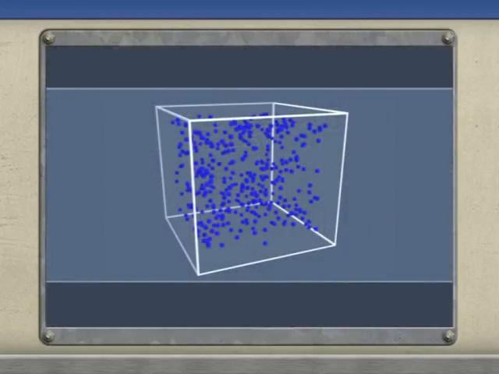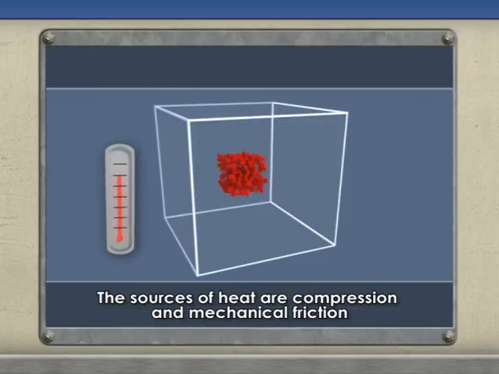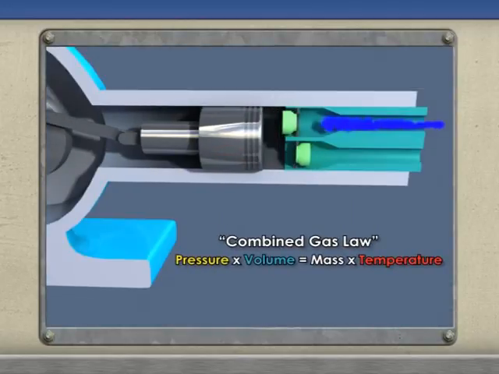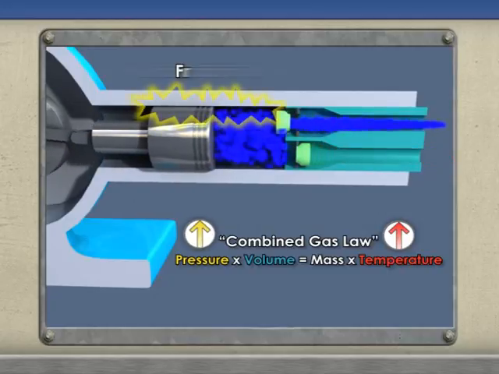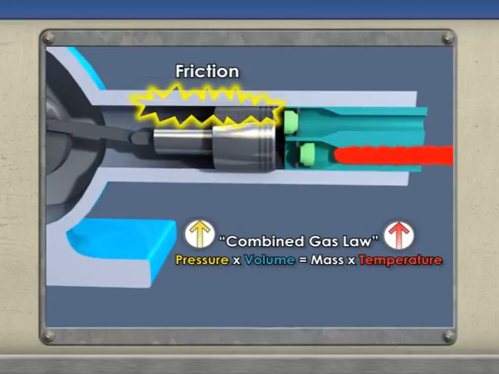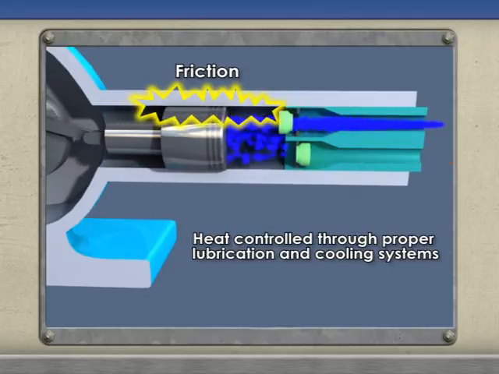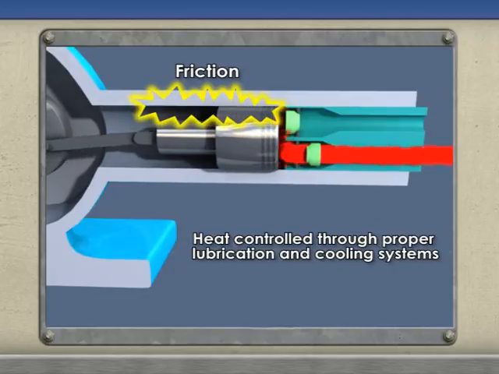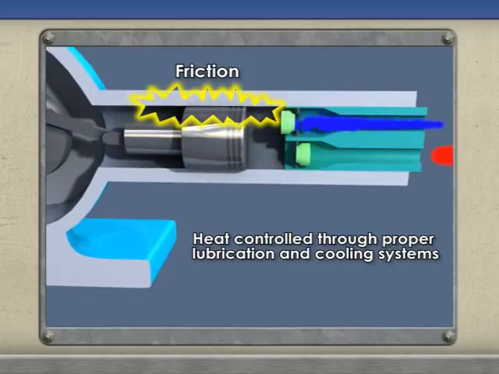An unfortunate side effect of compressing air is that it becomes heated. The sources of heat are compression and mechanical friction. As the combined gas law illustrates, air gets hotter as it is compressed. The air is also heated as the result of friction between moving parts inside the compressor. Heat generated by mechanical friction is controlled through proper lubrication and cooling systems integrated into the compressor.